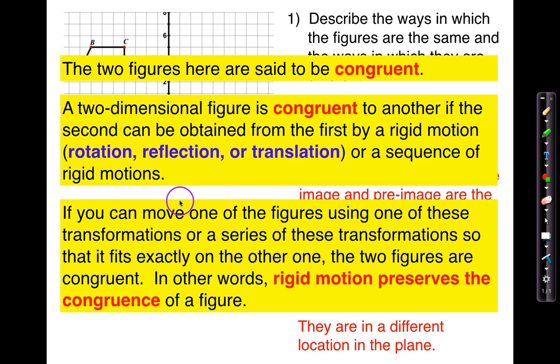So basically, if you can move one of the figures using one of these transformations or a series of these transformations so that it fits exactly on the other one, then you know for a fact that the two figures are congruent. So basically, any type of rigid motion will preserve congruence of a figure, which means whatever shape you start with is the shape that you will end up with.